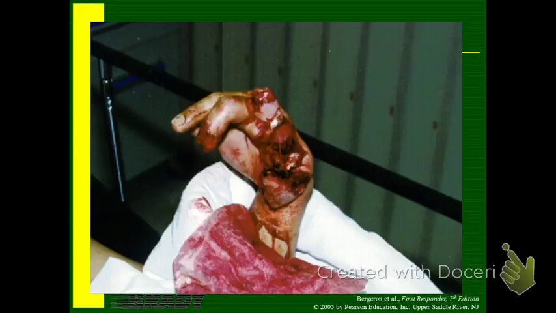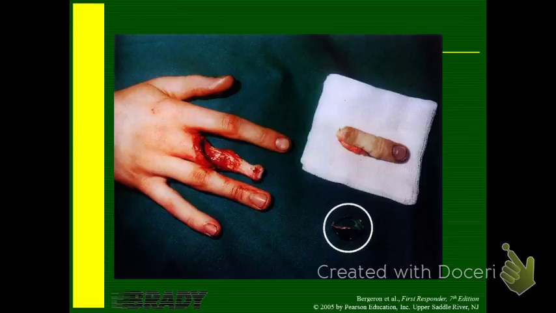Now this is a particularly cool injury. It's not as bad as it looks, really. It's called a degloving injury. You can sort of see how they get the name, right? What happened is this, you can't see it right here, but this is a ring. This guy had a ring on, got caught on something, and it pulled his finger off. Pulled the soft tissue part of his finger off, and it left the bone.